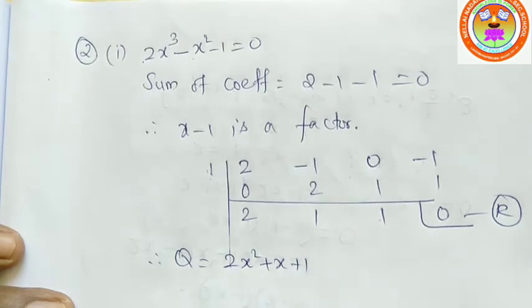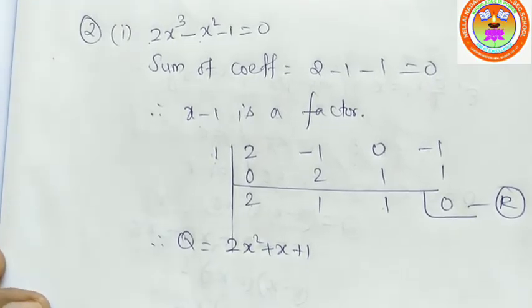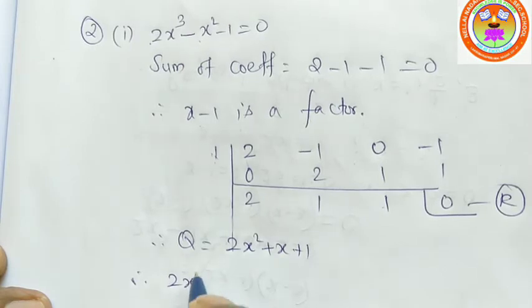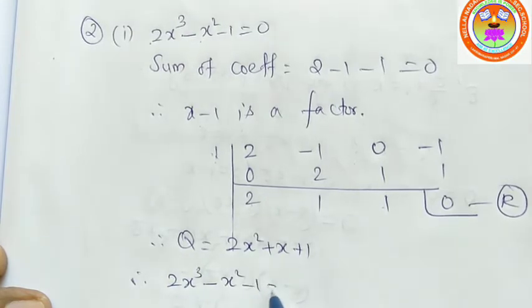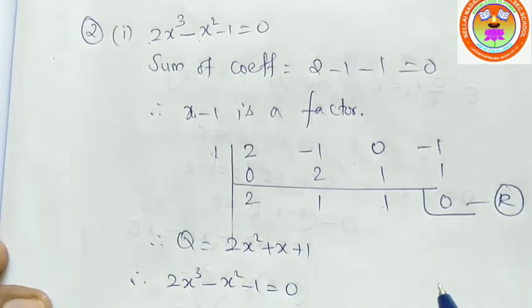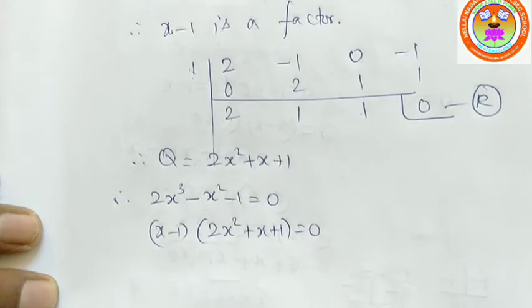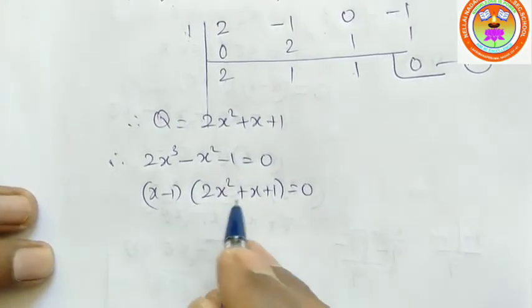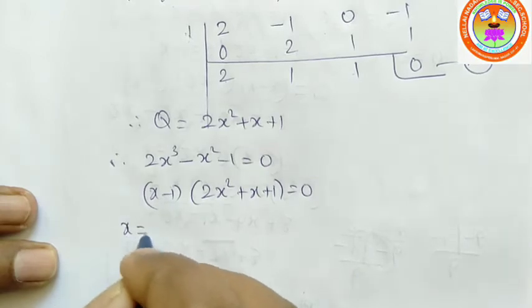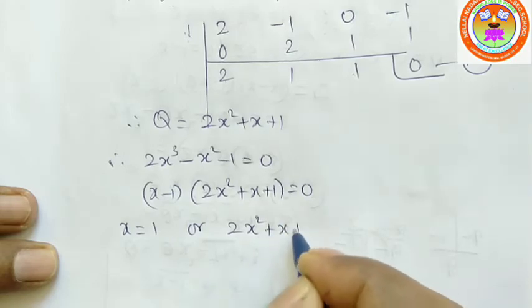Is it possible to solve this equation? Or we can do one thing. We can write the given equation, 2x cube minus x square minus 1 equal to 0, as the product of this factor and the quotient, because the remainder is 0. Right? So, x minus 1 into 2x square plus x plus 1 equal to 0. The product of two terms is 0, so either the first term is 0, that means x is equal to 1, or the second term 2x square plus x plus 1 equal to 0.